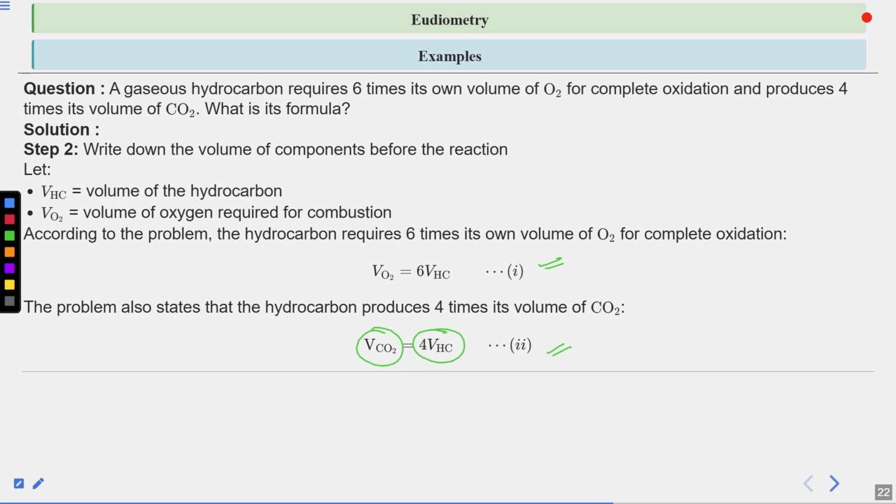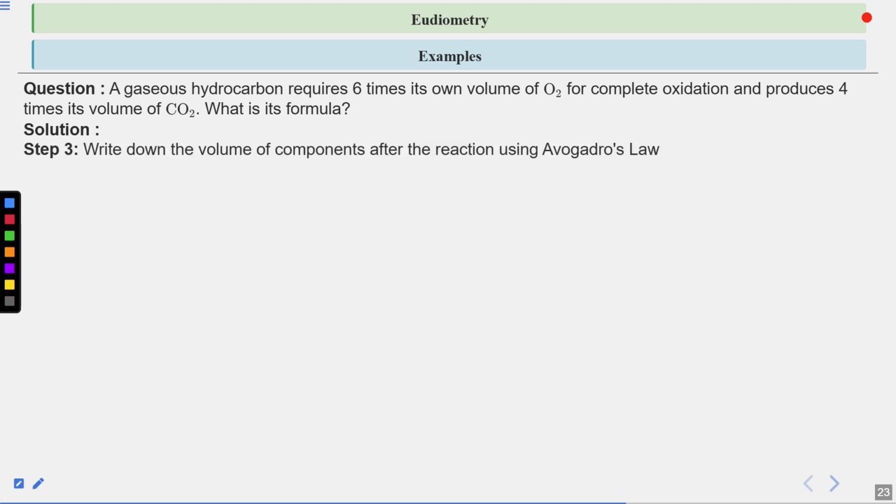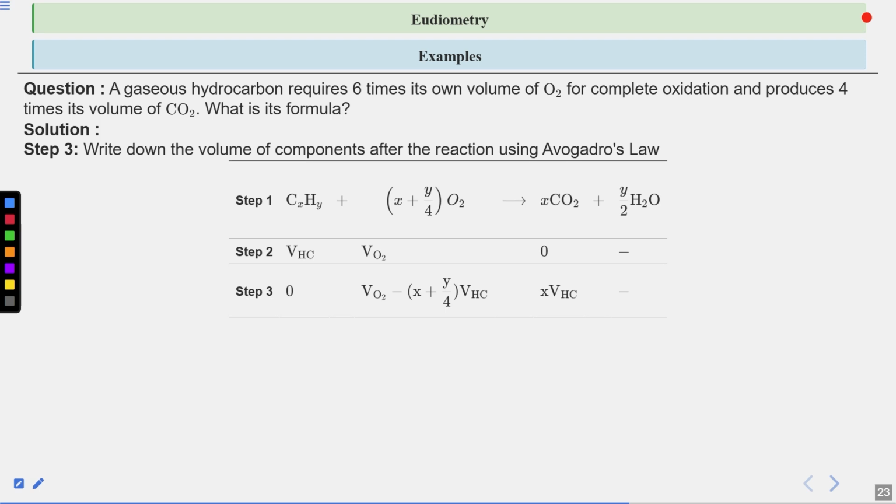Is anyone facing difficulty in this till now? I'm just writing what is given in the question. Now moving on to the last step. What was the last step? It was to write the table. So let us write the table accordingly. So this was step 1. This is step 2.